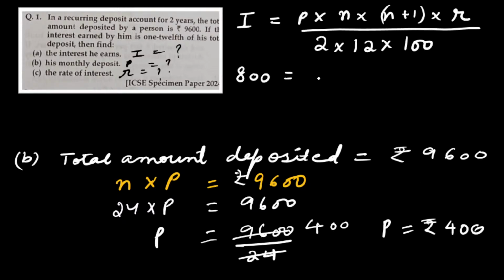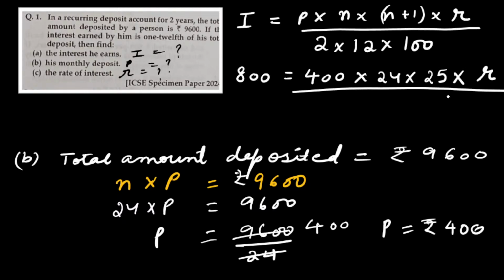P's value we found here, this is 400, so I'm just substituting. N's value is given to us as 24. N plus 1 is 25, so 24 plus 1 is 25. R we have to find, so let it be R only. Here 2 into 12 into 100. So we can do cancellation here. 2 into 12 is 24. So 12 and 12 will get cancelled here.